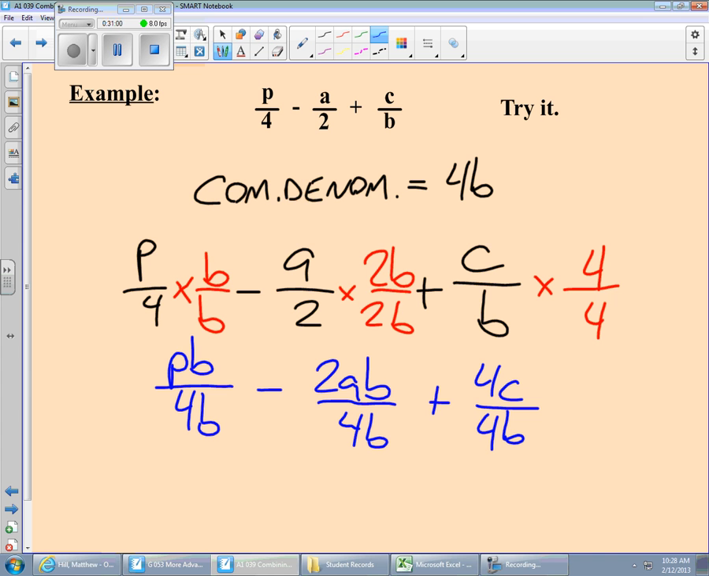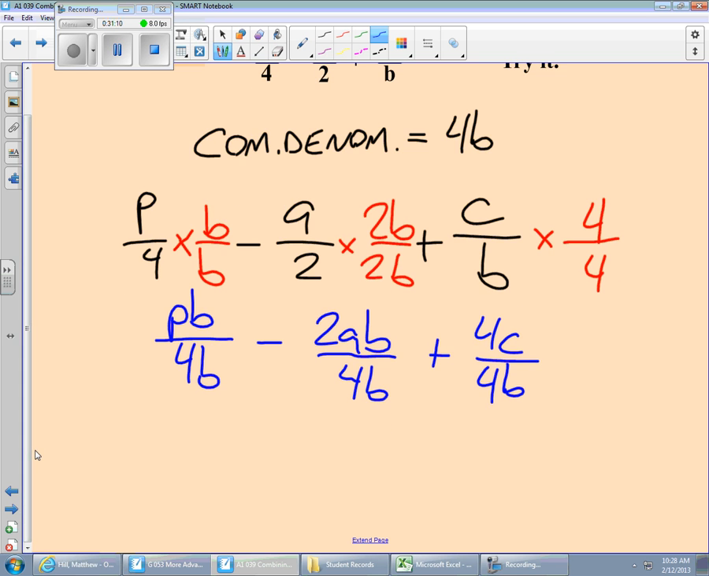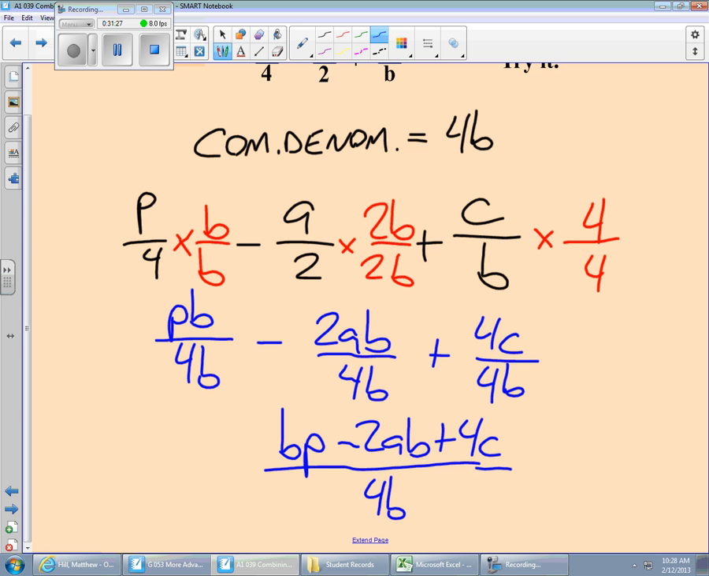Okay, it looks like PB, or BP if you put it in alphabetical order, over 4B, minus 2AB over 4B, plus 4C over 4B. Double check, make sure your denominators are all common so that you can then combine it all into one ratio. Okay, there's that BP on the left, minus 2AB in the center, and 4C in that trailing term.